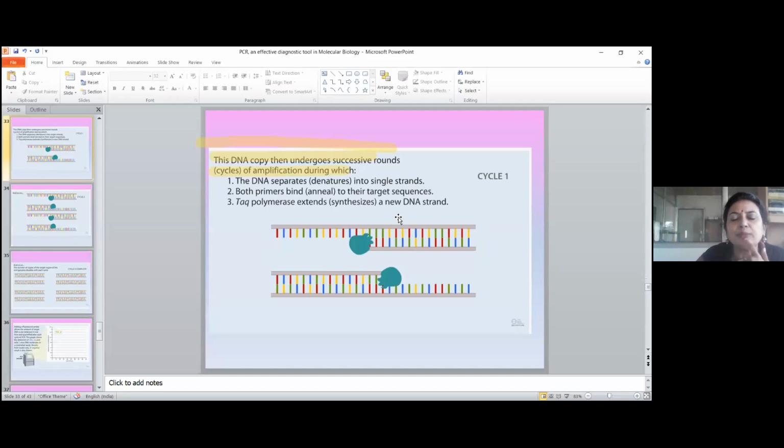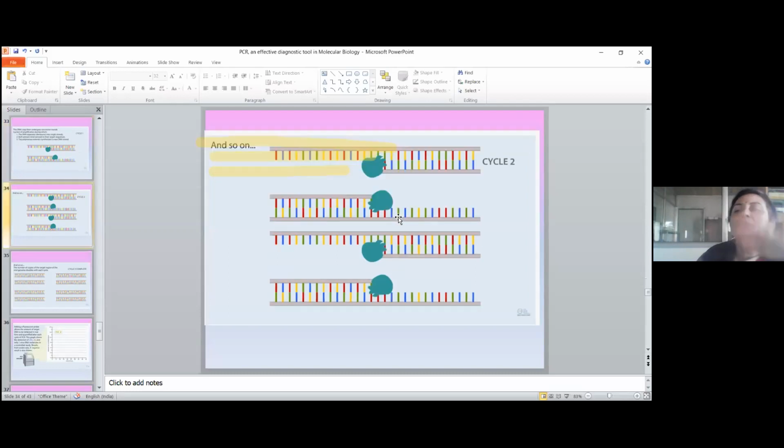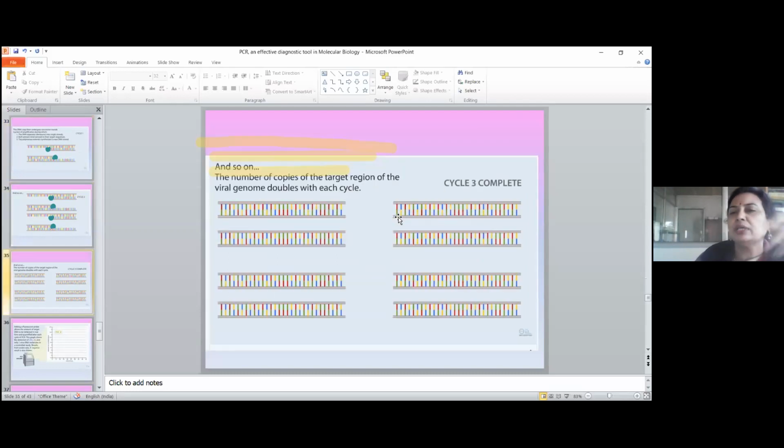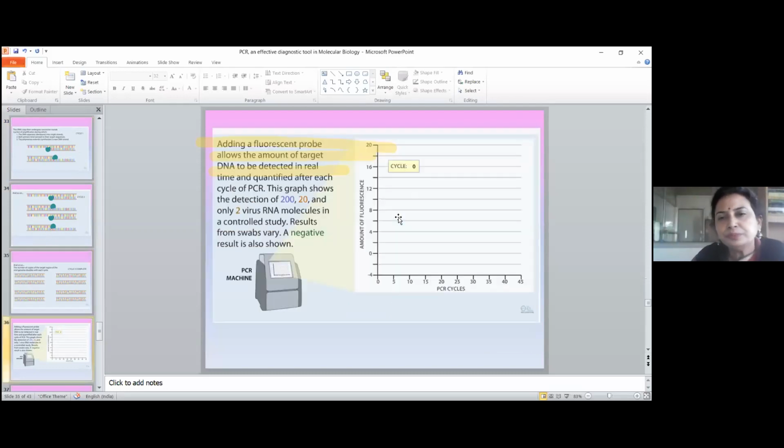Taq polymerase brings about a primer extension or synthesis of new strands. So in cycle 1, 2 strands of DNA are converted into 4 strands. Cycle 2, into 8 strands, and so on. So now the viral genome has been amplified n number of times. That depends upon the number of cycles that you have carried out.